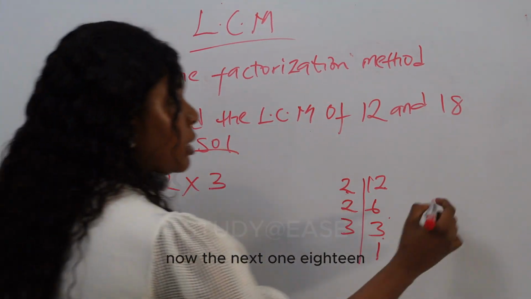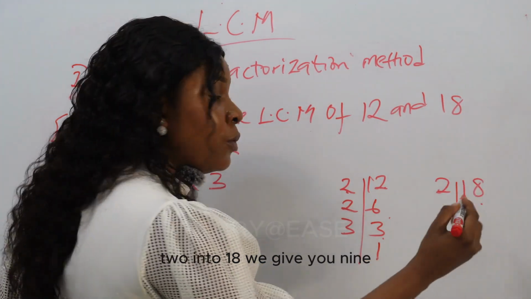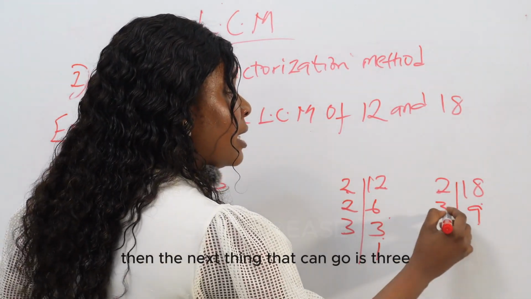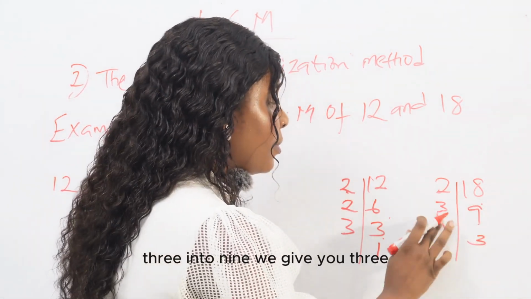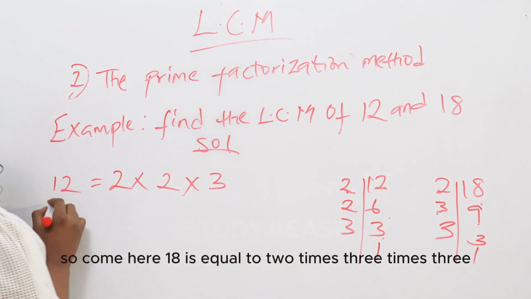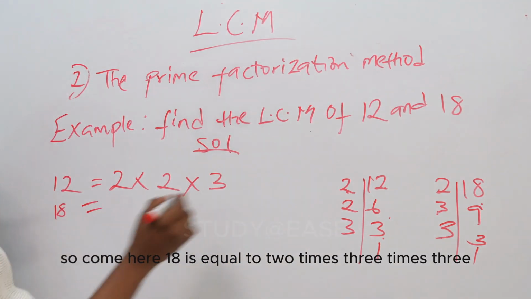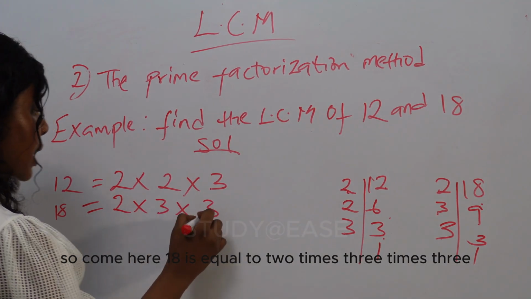Now the next one, 18. 2 into 18 will give you 9. Then the next thing that can go is 3. 3 into 9 will give you 3. Then 3 again will give you 1. So 18 is equal to 2 times 3 times 3.